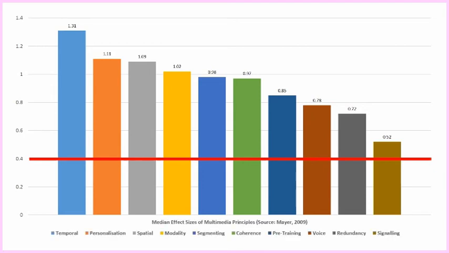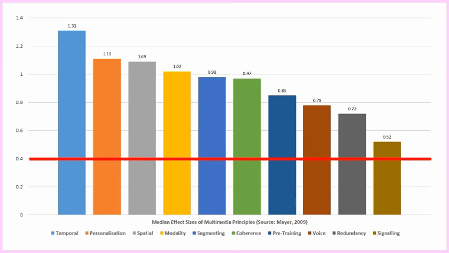So these are all the effect sizes which were stated in Mayer's 2009 book, which I'll reference later. And you can see things like the temporal, personalization, spatial, modality all have big effect sizes above 1, but all have effect sizes worth pursuing.